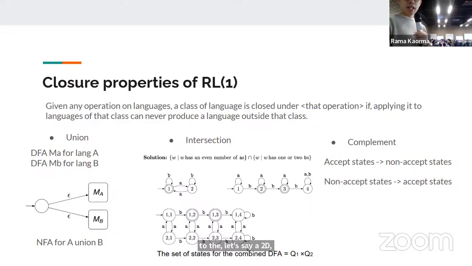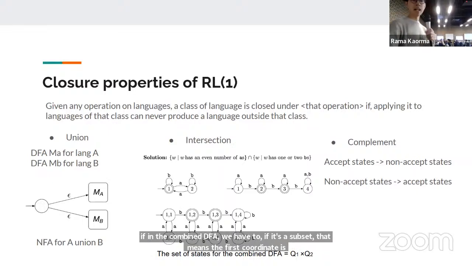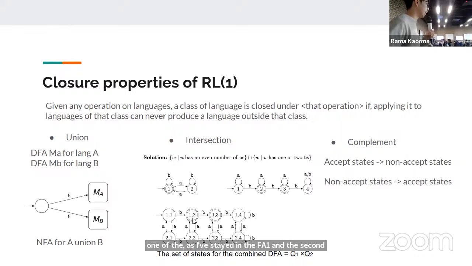And how do we determine the accept state in the combined DFA? Because intersection means we have to accept a string if the string is in both language A and language B. So in the combined DFA, if it's an accept state, then the first coordinate is one of the accept states in DFA1, and the second coordinate is one of the accept states in DFA2 as well. Because the accept state in DFA1 is 1, and the accept states in DFA2 are 2 and 3, that means the accept states in the combined DFA are 1,2 and 1,3. So we are running the two DFAs concurrently.